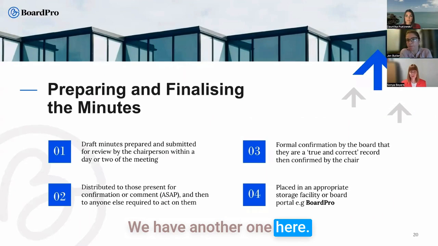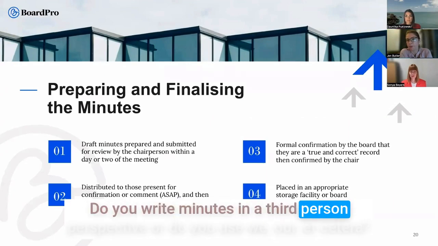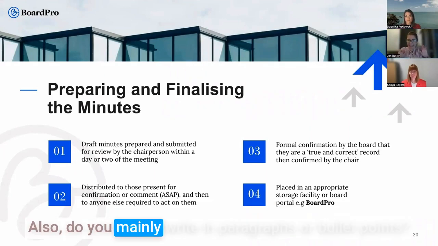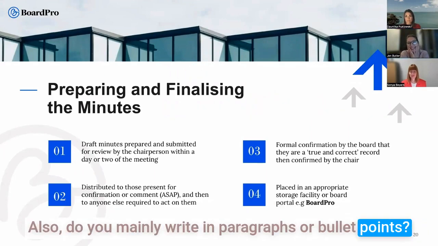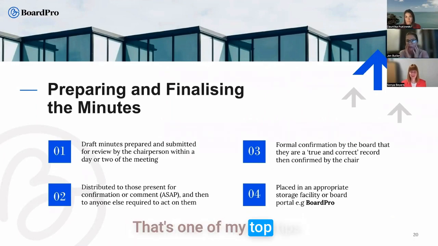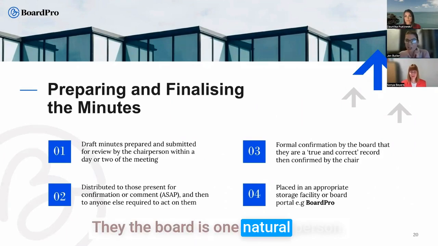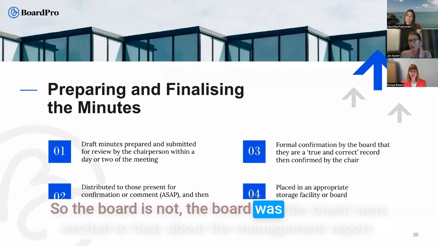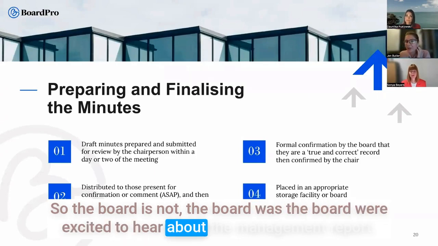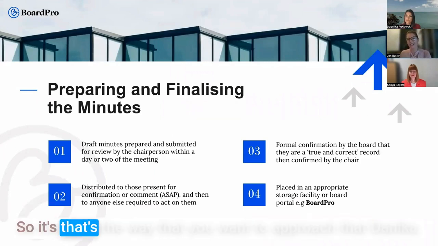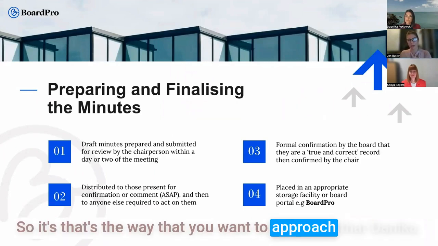We have another one here. Do you write minutes in a third person perspective, or do you use we, our, etc.? Also, do you mainly write in paragraphs or bullet points? Oh, I'm cringing. Definitely not we, our, us. That's one of my top tips. Don't use that. Don't use we, our, us, them. The board is one natural person. So the board is, not the board was, or the board were excited to hear about the management report. No, the board is excited. So that's the way that you want to approach that.